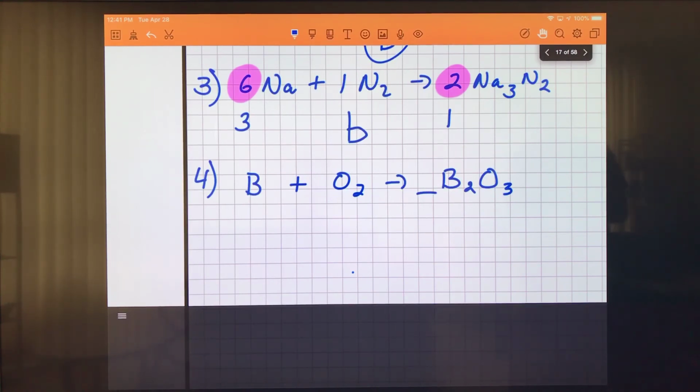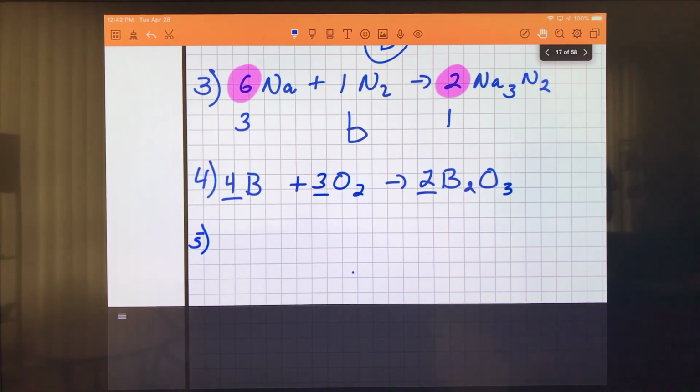And then I need to balance that. I have a 2 for oxygen on the left, 3 on the right. So I'm headed for 6 oxygens on each side. So I need a 2 and a 3, because 3 times 2 on the left is 6, and 2 times 3 oxygens on the right is 6. I have 4 borons.